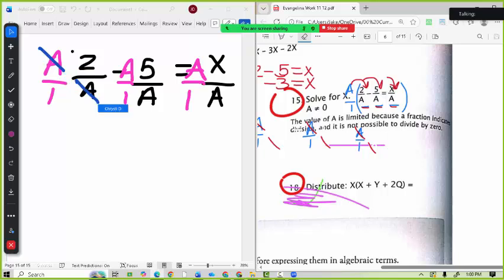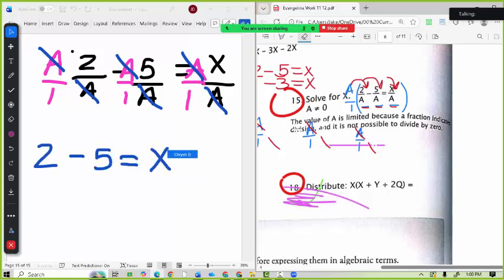So these will cancel now, these will cancel now, and these will cancel now. And because we multiplied every term by that, we didn't change the equation. We didn't change the value. So we have 2 take away 5 equals x. Now we only have one variable and we could solve it. This is a mixed sign. We have a positive 2 and negative 5. There's more negatives. How many more negatives? 3. So x equals negative 3.